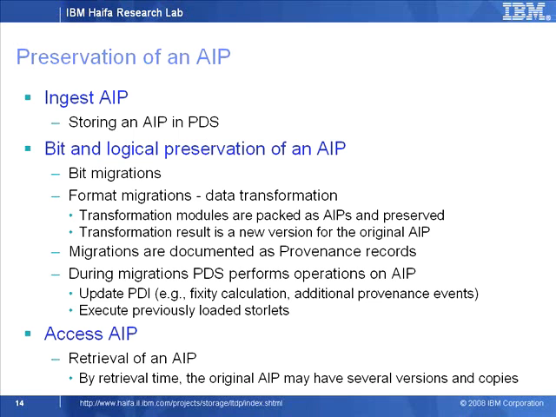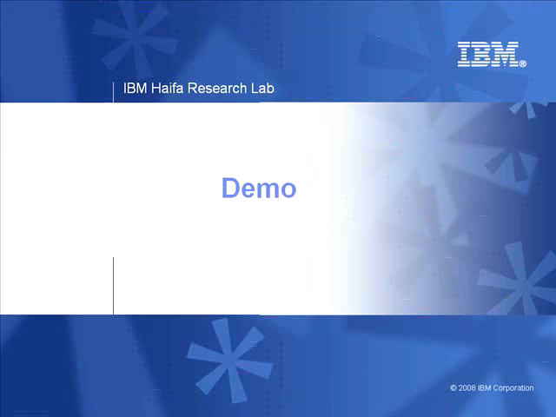Its AIP ID will be a version of the original data AIP ID to maintain the connection between different versions of the same data. As a result, by retrieval time, the original AIP may have several versions and copies. The following was presented in the CASPAR second review and involved the registry, packaging, and PDS components.